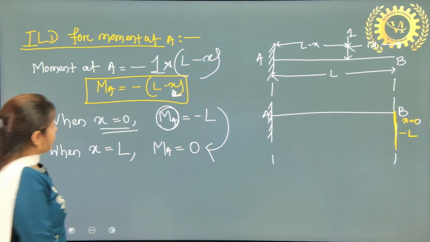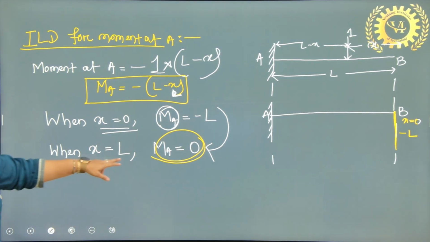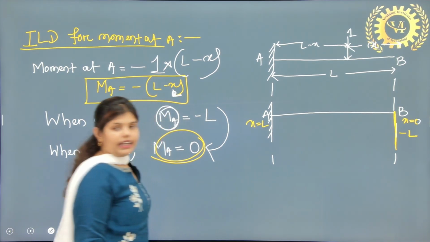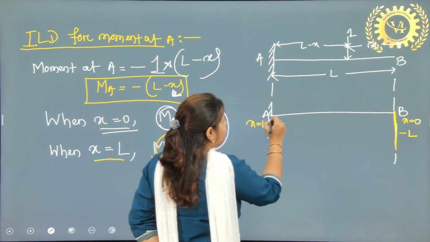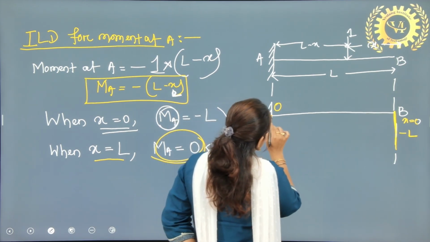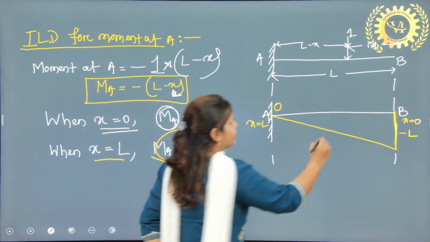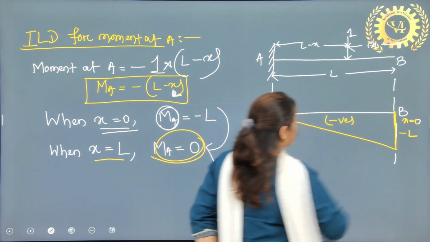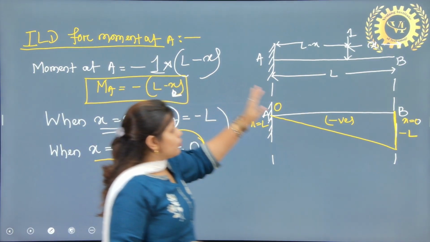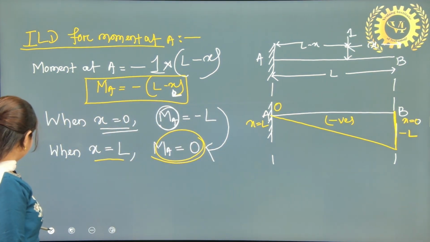Okay. Again, MA equals 0 at what point? When x equals L. Here x equals L, and this will be 0. So how to draw? Just need to draw this like, and you can write here negative. We need to remember that the ILD for moment will come in negative values.